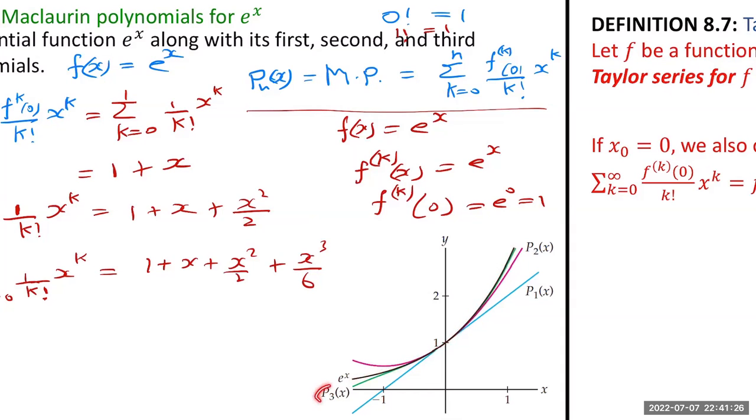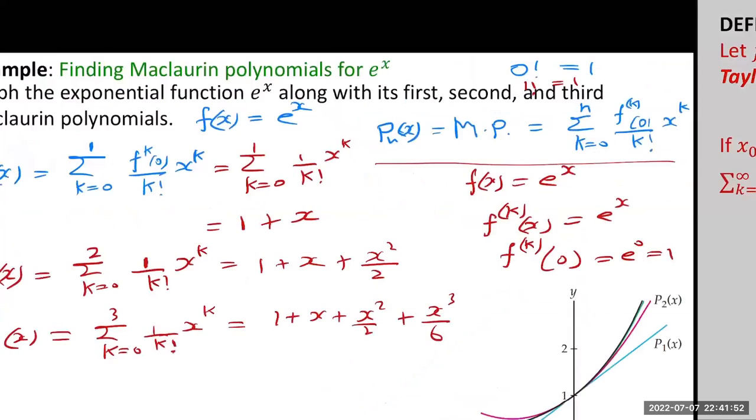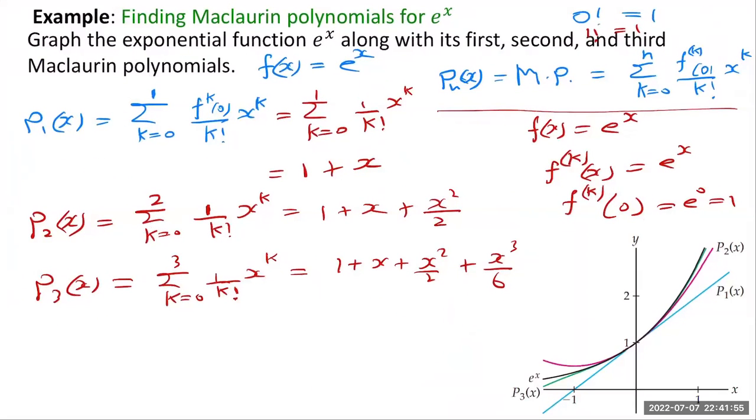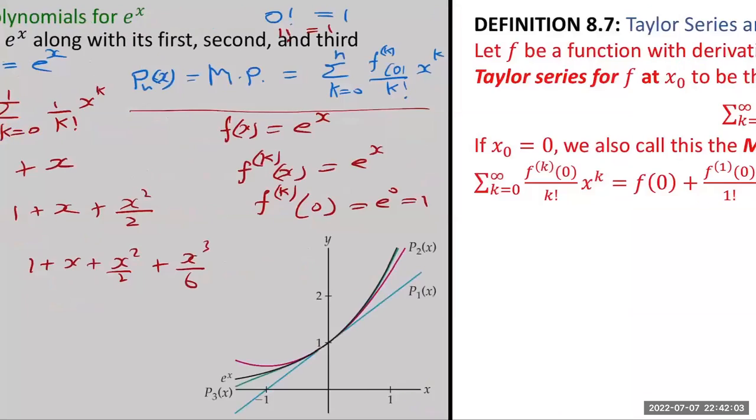This function approximates the actual function e to the x better than this one does, right? Clearly, because this graph is closer to the actual function. That's the idea. For example, if you compute the 50th Maclaurin polynomial, you will see that it almost overlaps with the original function f of x equals e to the x. That's the importance of Maclaurin polynomials, and of course Taylor polynomials as well, which we will be discussing in 2 minutes. All right, let's move on.